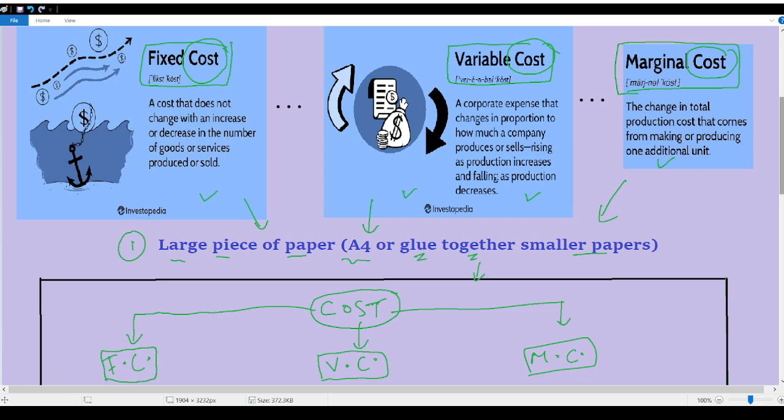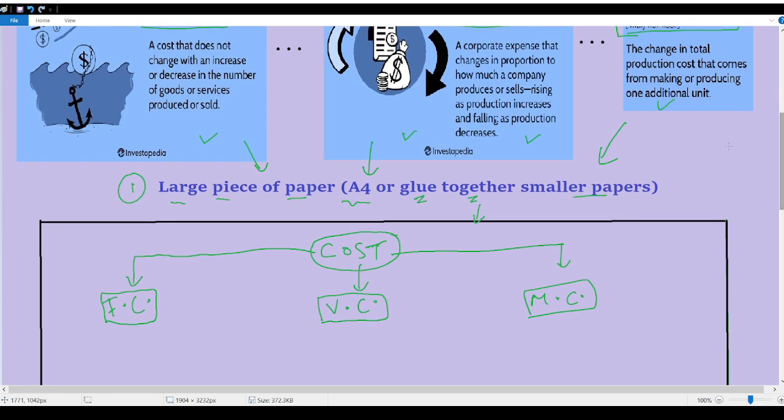Now, when we start preparing our notes, my advice would be to keep it as concise and simple as possible so that it's easier when you revise. So, for example, fixed cost is mainly the cost that does not vary with production. So, let's just note that down, right? So, it is a cost that doesn't change with production.